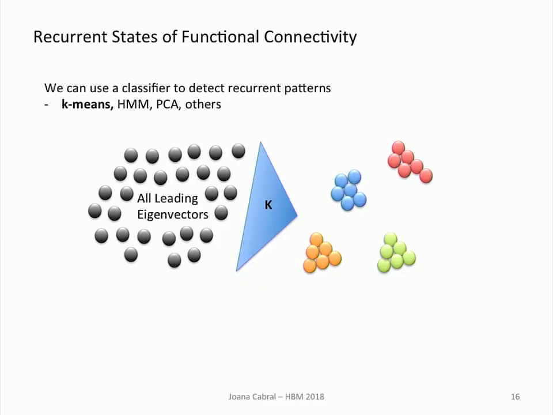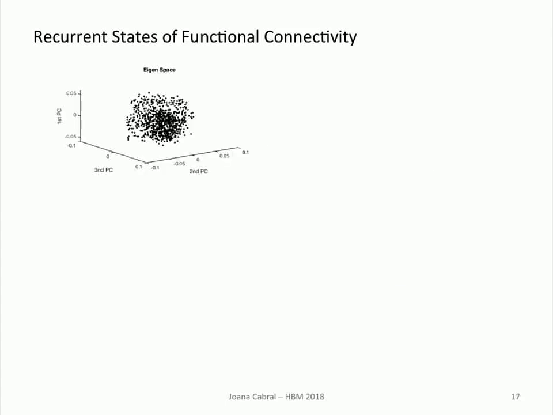So we can put all these leading eigenvectors that represent the patterns from different subjects together, and then we cluster them into a number of states. We can use k-means, but in the paper we also use HMM, and there's a possibility to use other measures. So the first part is instantaneous functional connectivity, leading eigenvector. And then here is the clustering part to look at the functional networks.